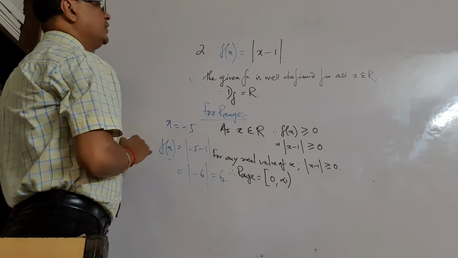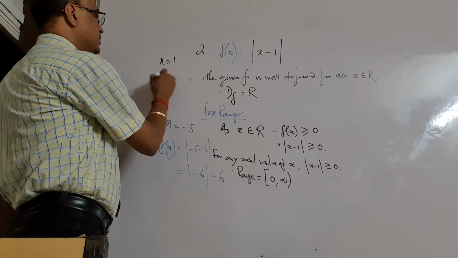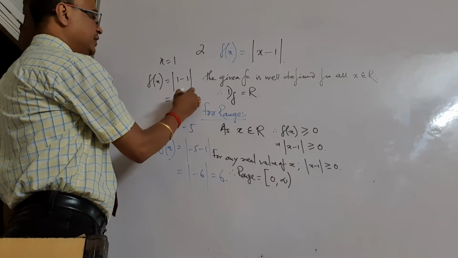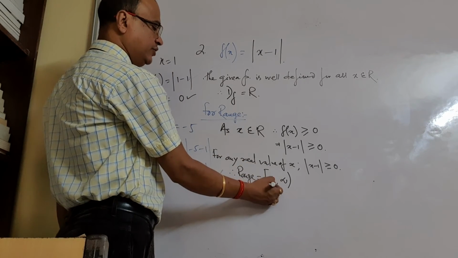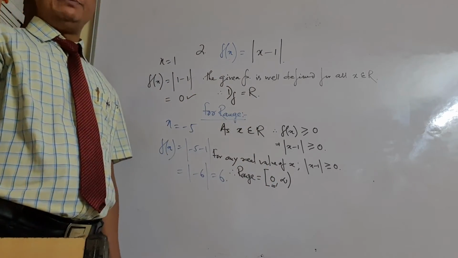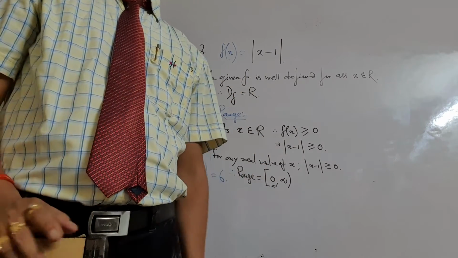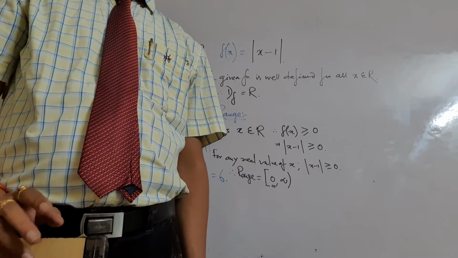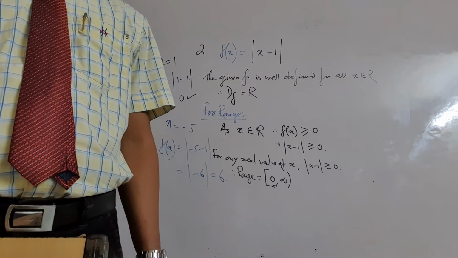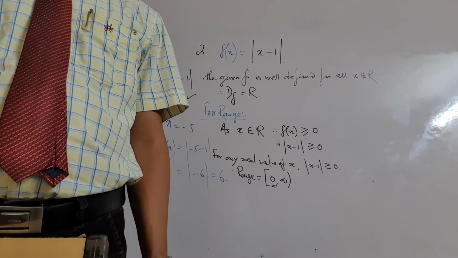Only thing is that if you take x equal to 1, then f(x) is equal to mod of 1 minus 1, that means it will become 0. So that means the least value will come 0. Otherwise every time a positive value will come. Positive means positive real number side. So 0 to infinity it can go, we don't know where it will end. But we will not have any negative value. Right? Yes, sir.